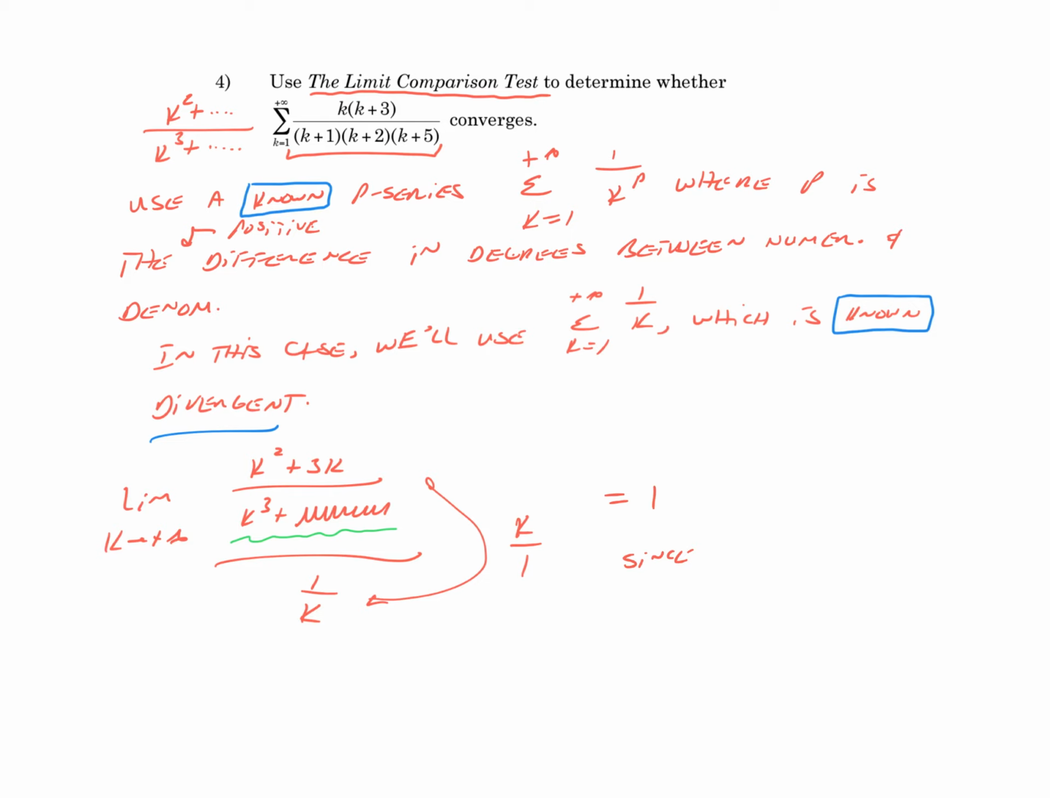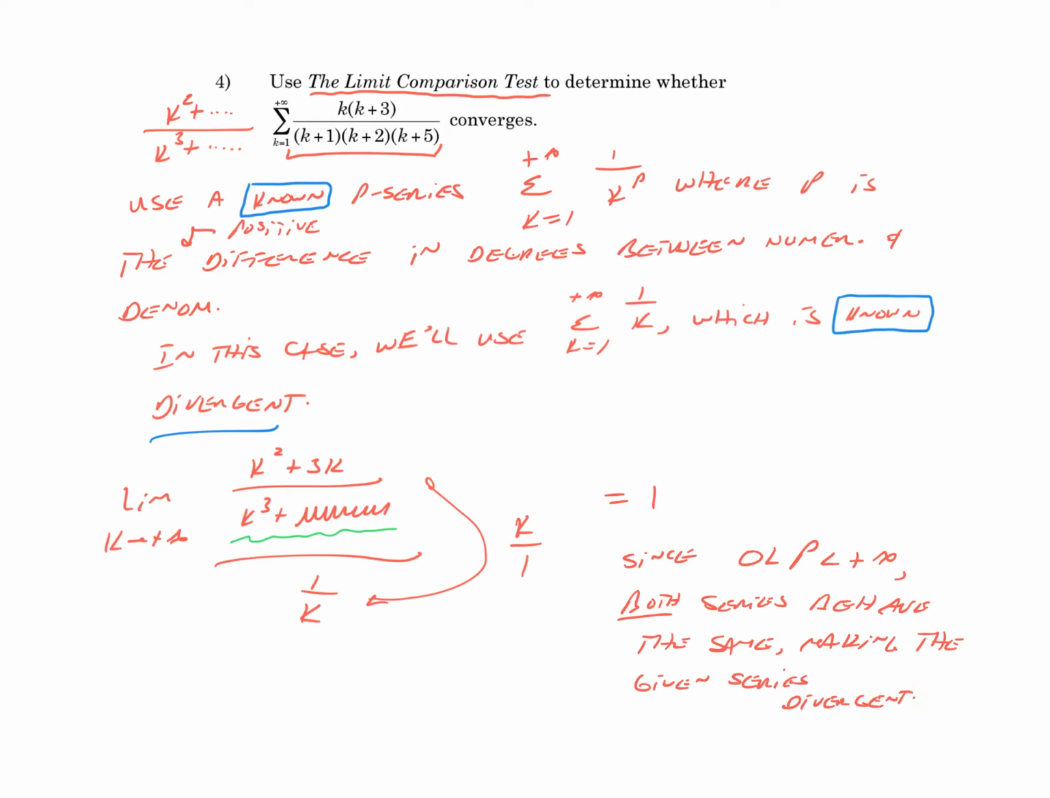since rho is strictly between 0 and plus infinity, obviously both series behave the same, making the given one divergent. Given series divergent. All good.